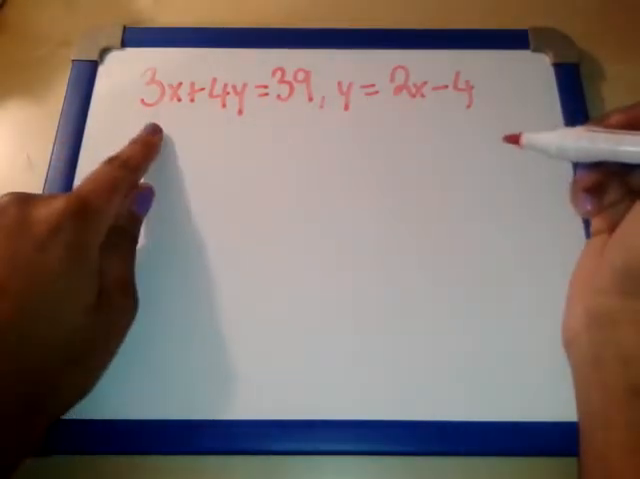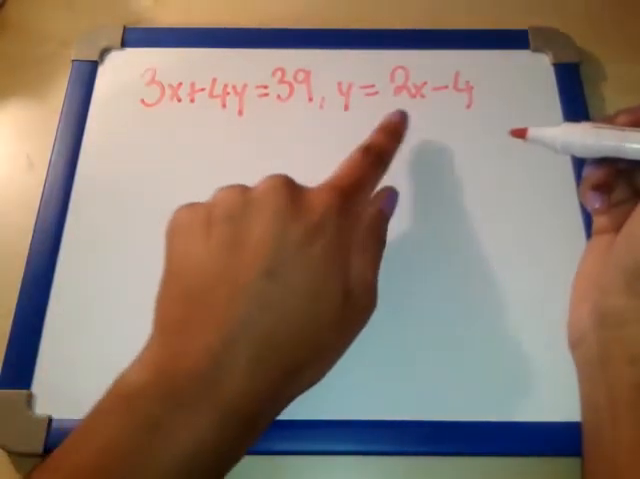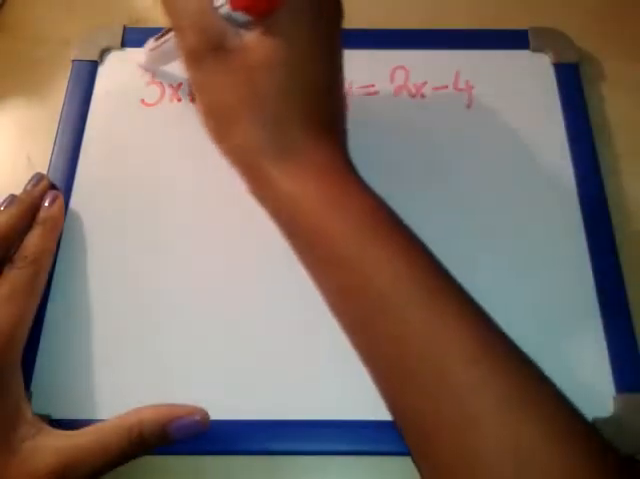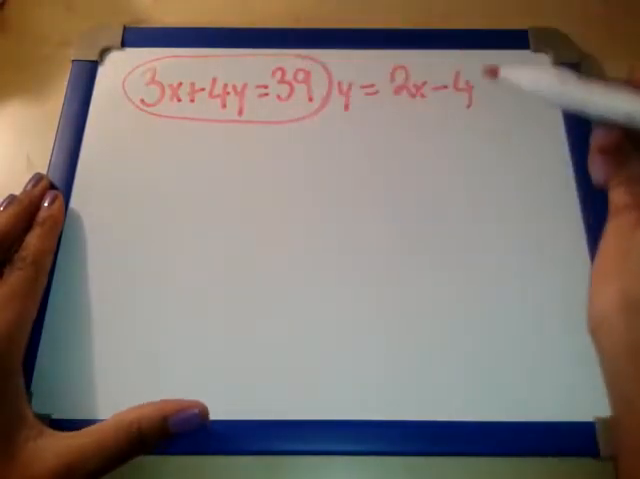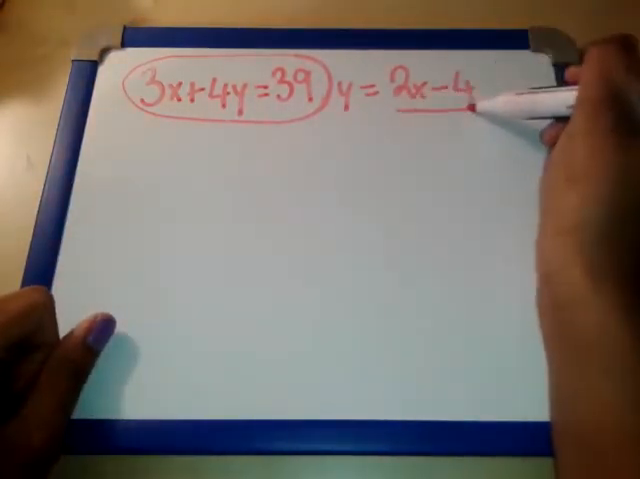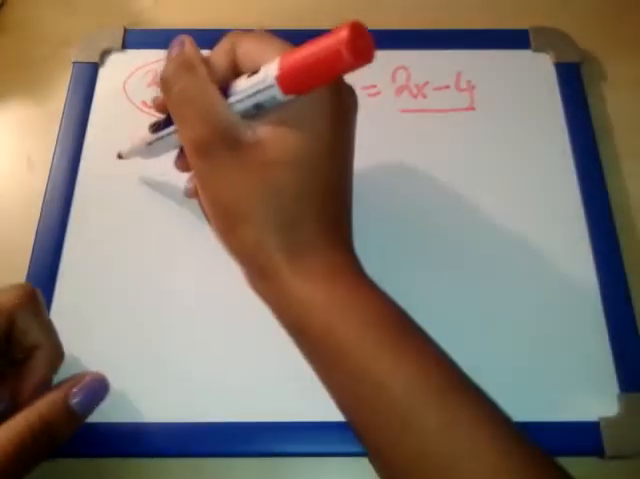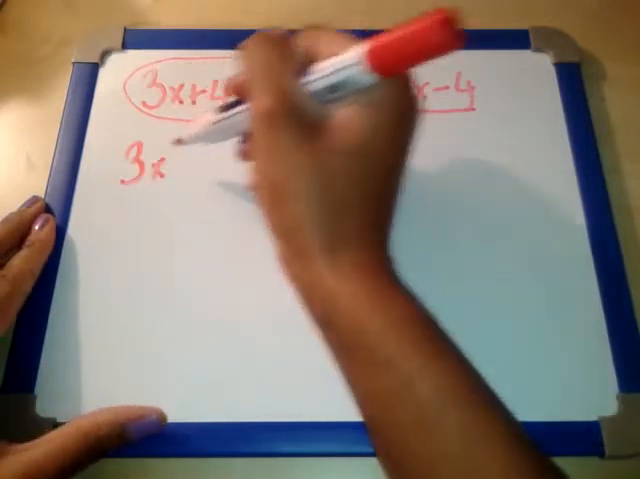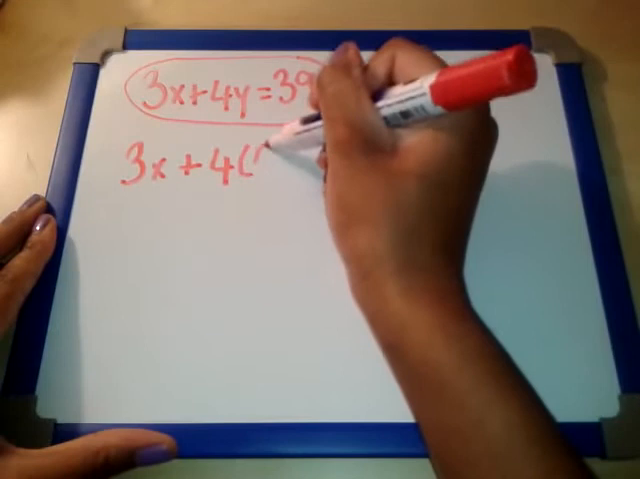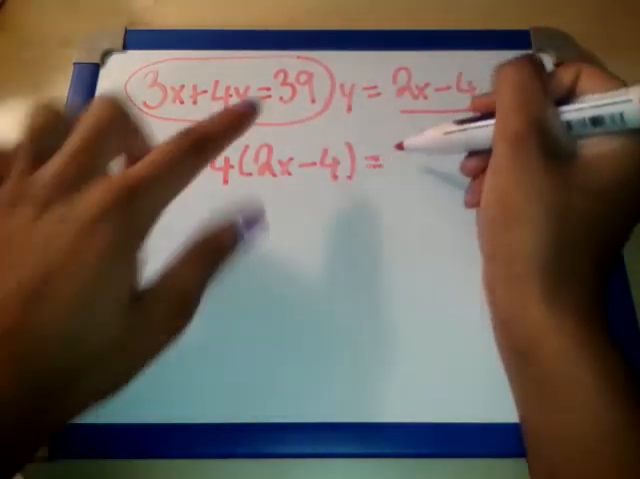Okay, so we know that 3x plus 4y equals 39, but we also know that y is equal to 2x minus 4. So it's possible to rewrite this first equation, but instead of writing y, we are going to write 2x minus 4, because y and 2x minus 4 are exactly the same thing. So I'm going to rewrite this first equation, and instead of writing y, I'm going to substitute that with 2x minus 4, and then equate that to 39.